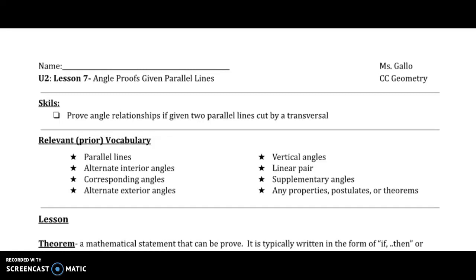This is Unit 2, Lesson 7, Angle Proofs Given Parallel Lines. So that's the key piece, that we are being given the parallel lines. So we're going to prove angle relationships if given two parallel lines cut by a transversal.